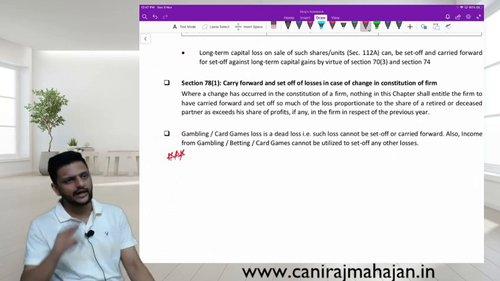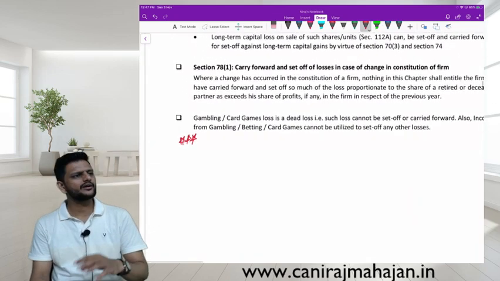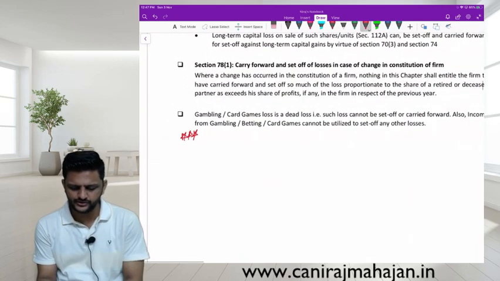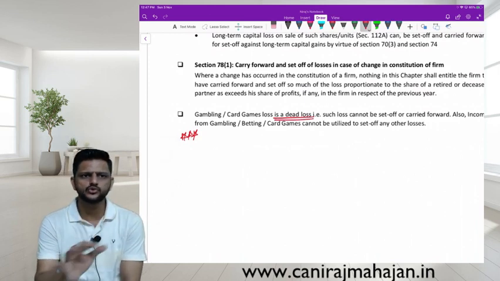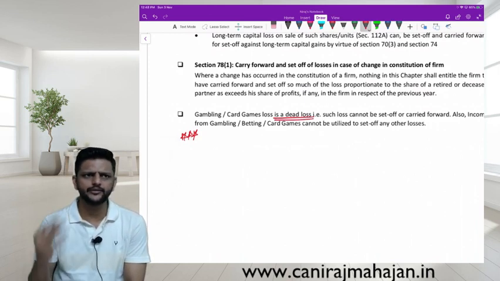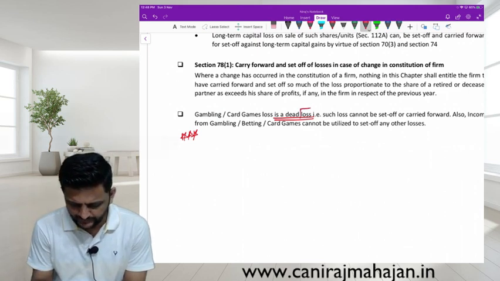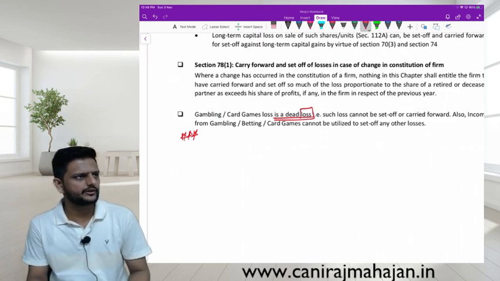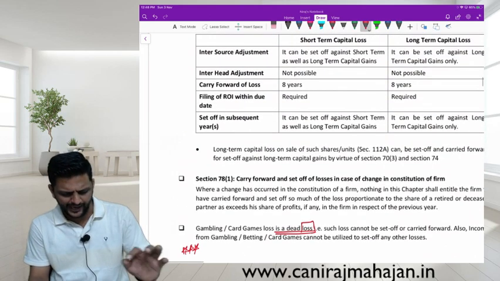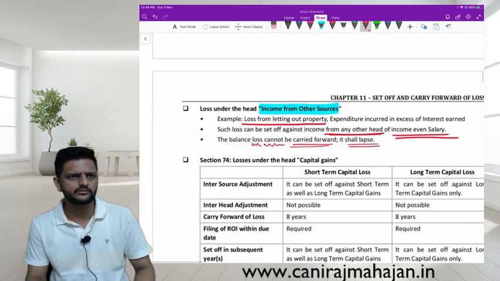Last one, in the IOS category only, check. Gambling or card game losses is a dead loss. That means such loss which is useless loss. It will neither be carried forward, nor be set off, even if it is a loss. Now you tell me, gambling or card game income was taxed in which head of income? IOS. So gambling or card game loss, again for the sake of example, is IOS loss.